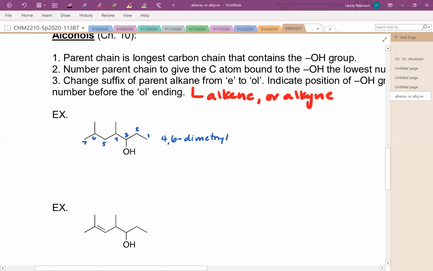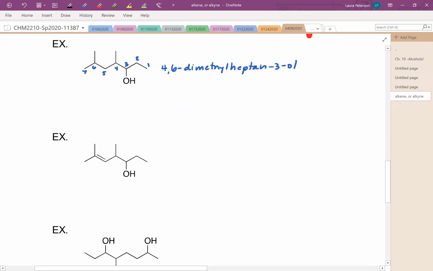And then we want to think about the root name. So the root name or the parent name of a 7-carbon chain is heptane. Okay, so we're going to have heptane. We're going to remove the E ending and change it to OL, but we need to indicate the position of the alcohol. So it'd be heptane, remove the E, and then 3-OL. So the carbon that bears the hydroxyl group is at the 3rd position, so it's 3-OL. So 4,6-dimethylheptan-3-ol.